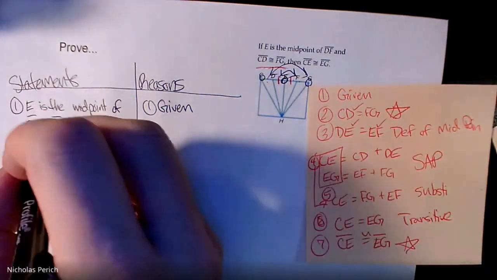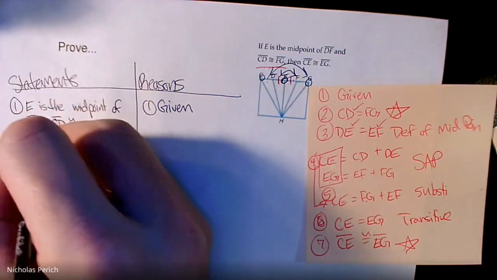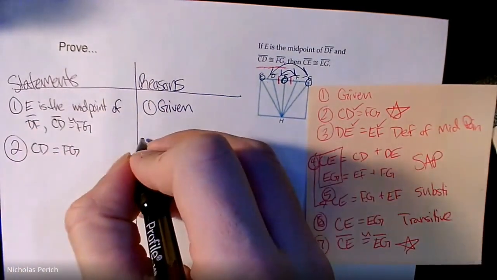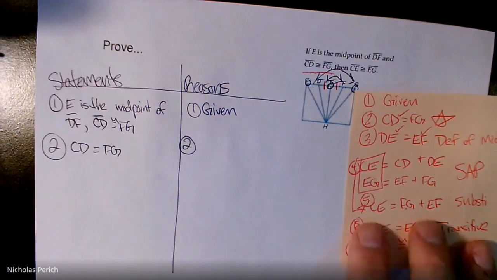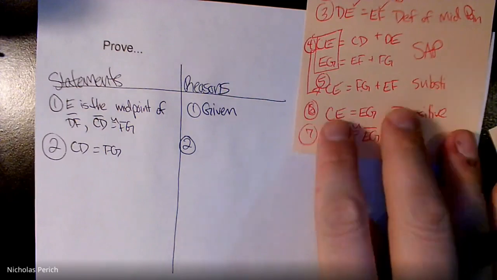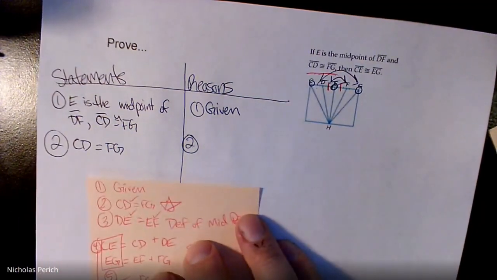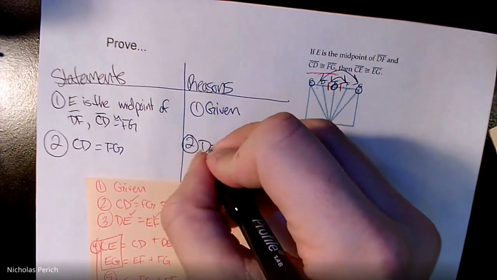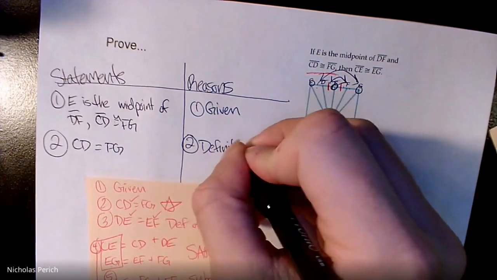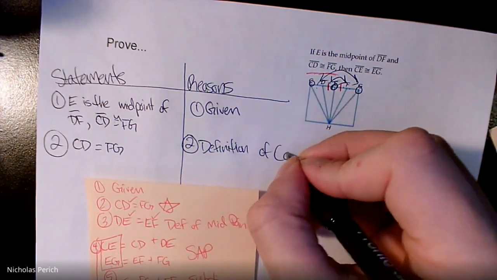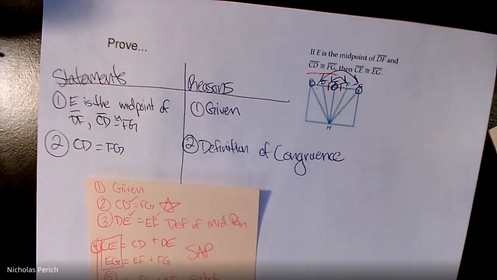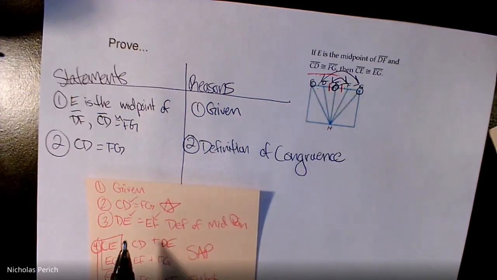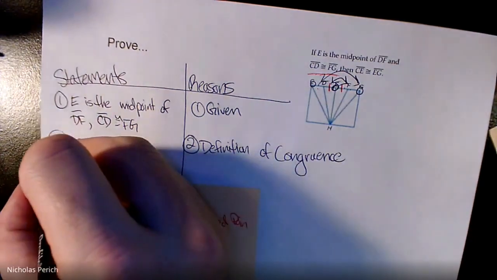CD is the same as FG because of that guy right there. CD is the same as FG, definition of congruence. DE is equal to EF by the definition of midpoint.